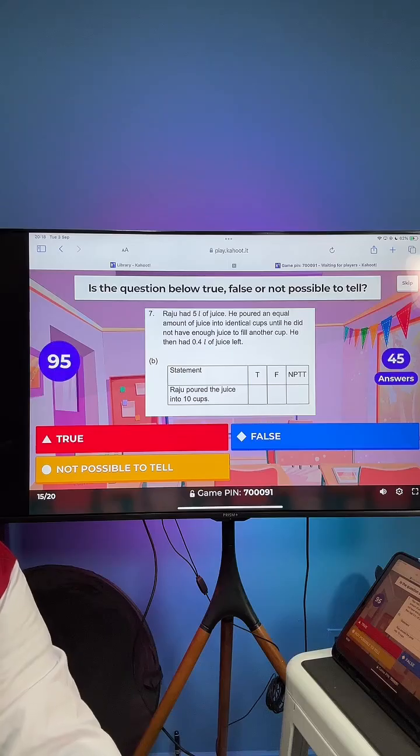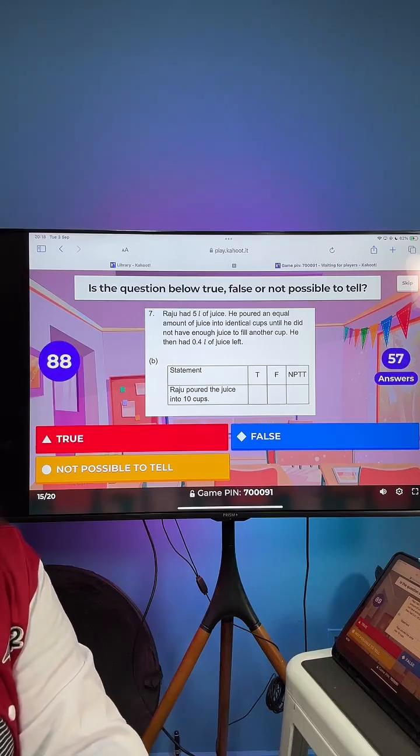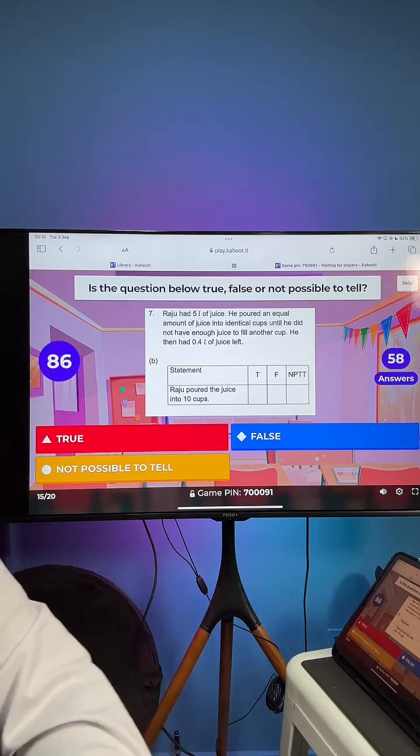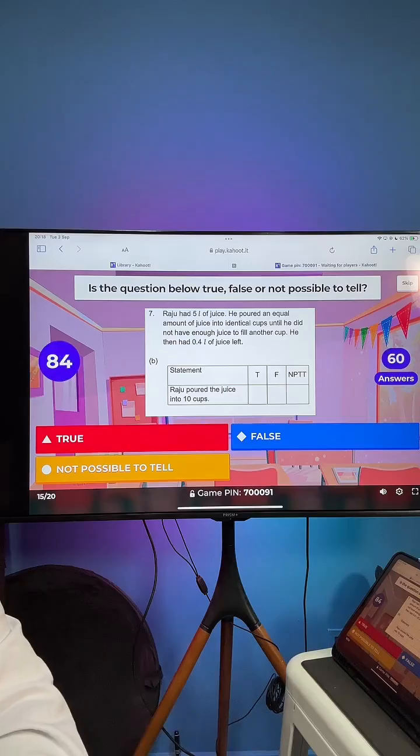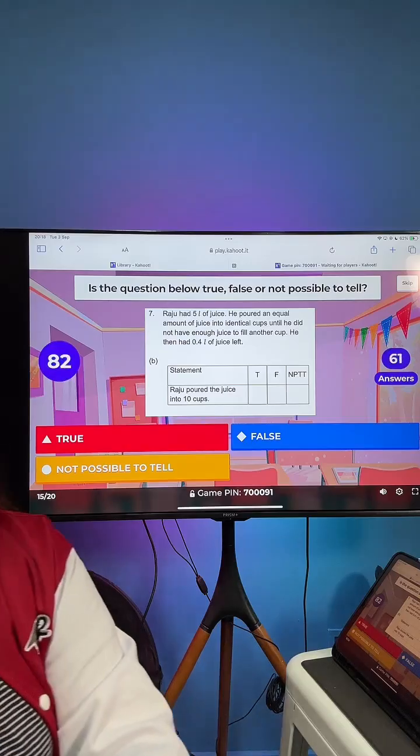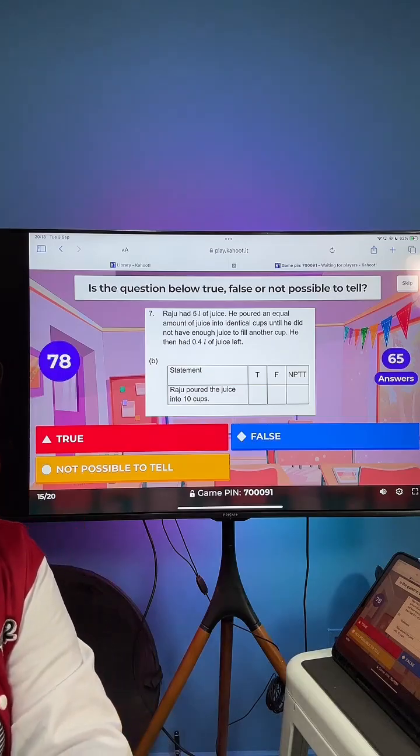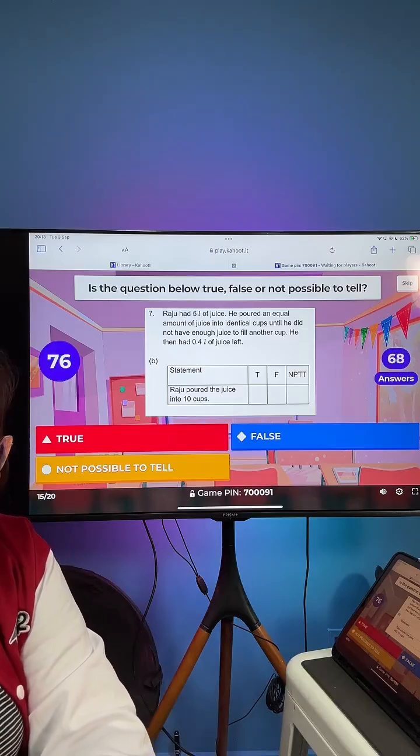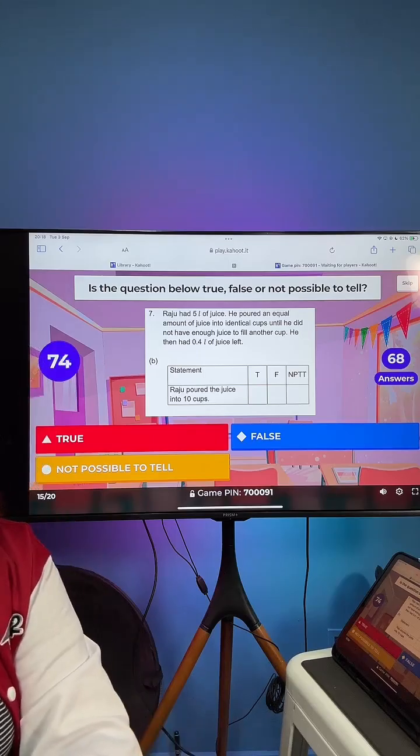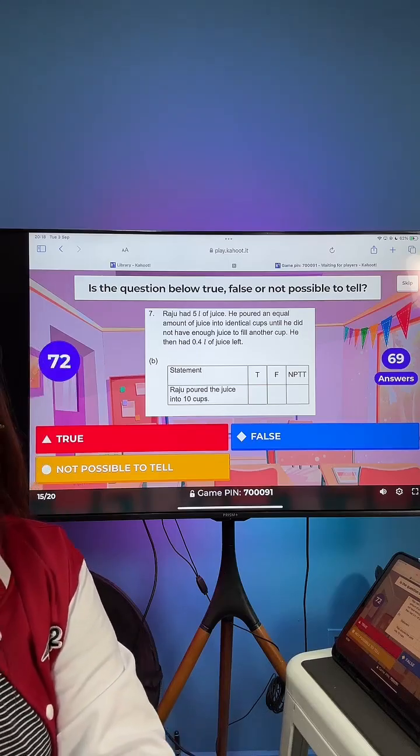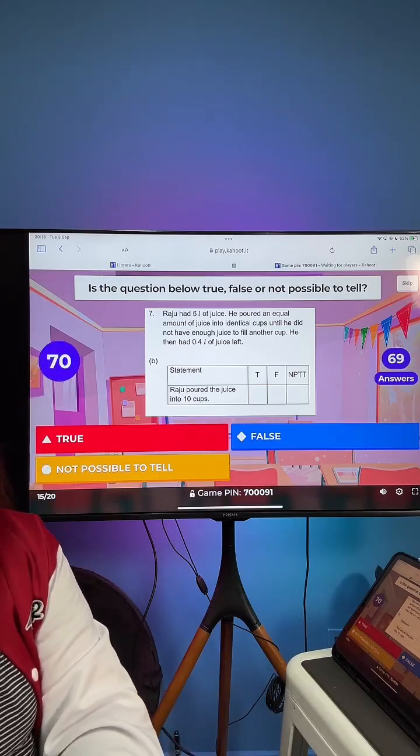Let's see. Another very interesting one. I think the last one is the most interesting part. So I have 10 cups. Can or cannot? What do we think? Cups. True, false, not possible to tell.